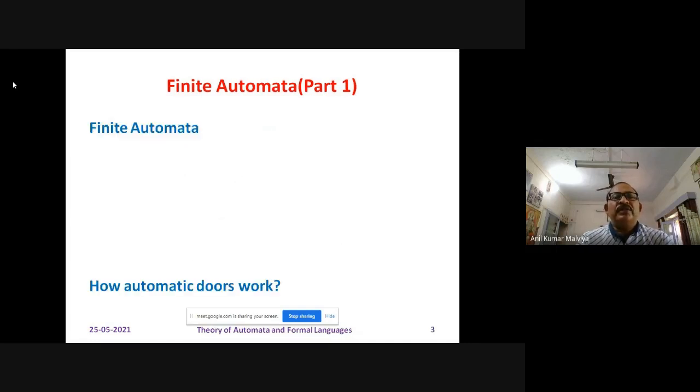What is a finite automata? Finite automata are computational models for computers with an extremely limited amount of memory, and memory being limited by the number of states in a machine.